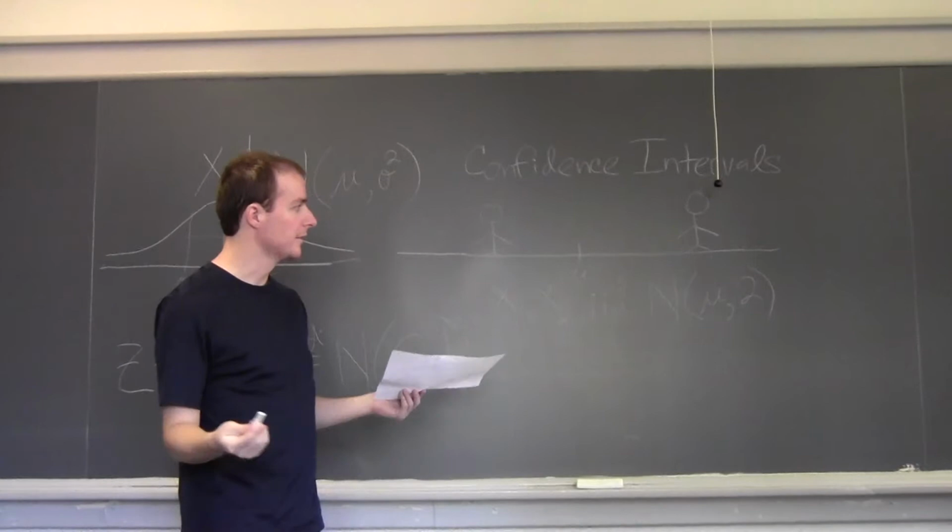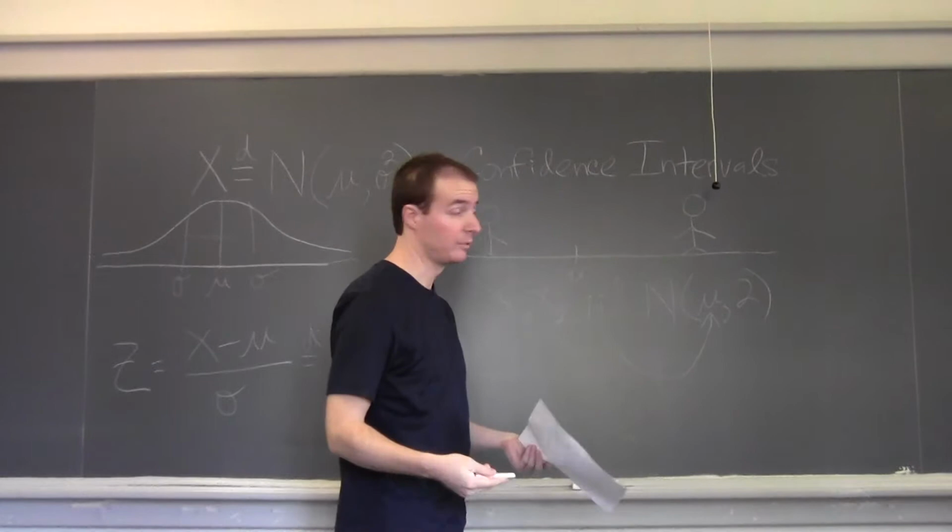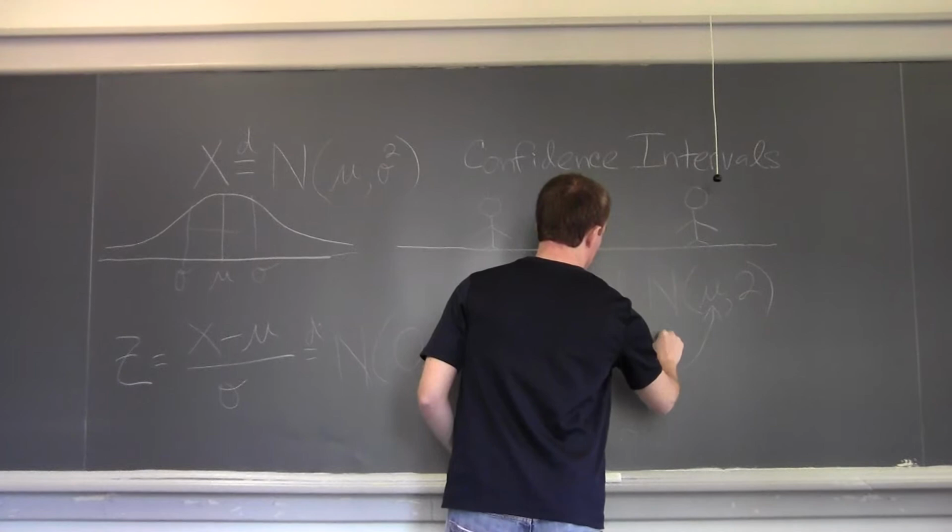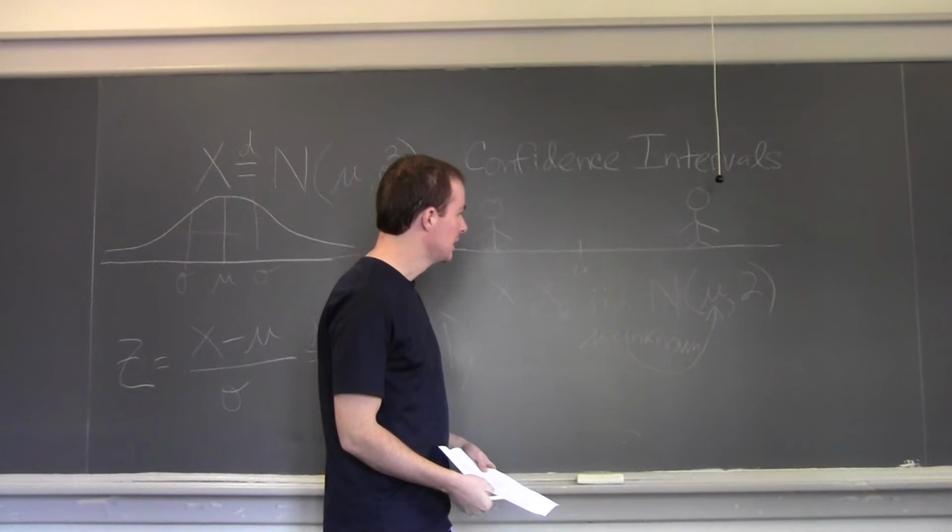We don't know where it is. Mu is unknown. If we did know where it was, we wouldn't be doing this confidence interval problem. The objective of this game is to get an interval which estimates it. The variance is known. It's known to be 2.